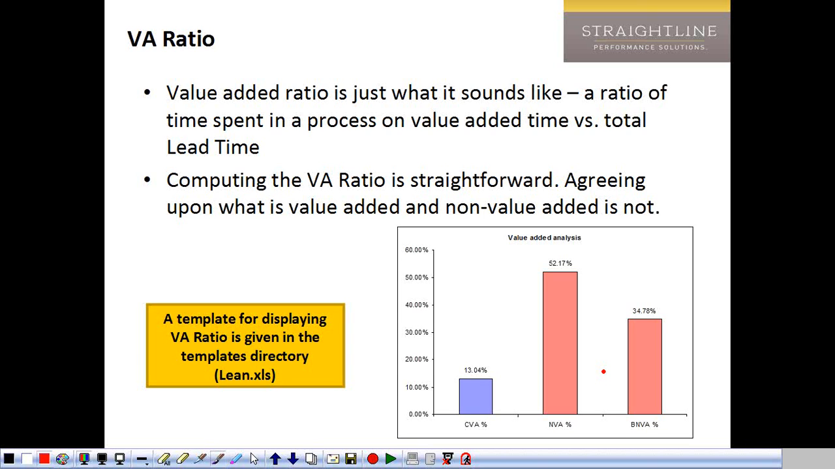So, for example, wait time, any process that waits for running, if the customer is in process, whether they're standing in line or they've ordered and they're waiting for their Amazon payment, that's non-value added. So that would go in the non-value added piece. Okay, very often, if you look at value-added time, the value-added ratio is very small compared to the total time.